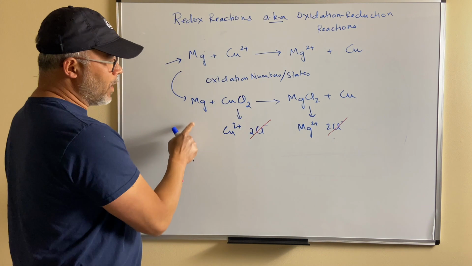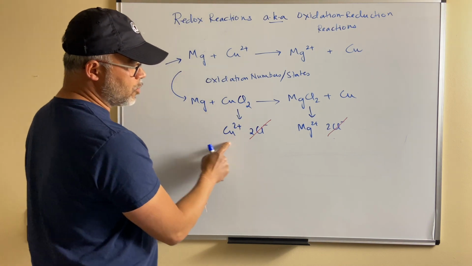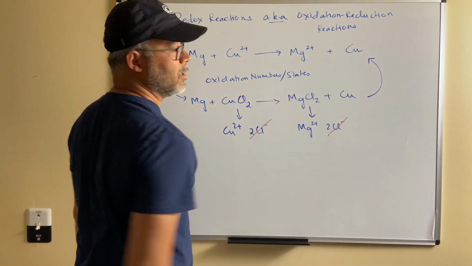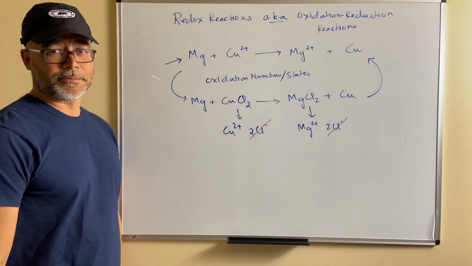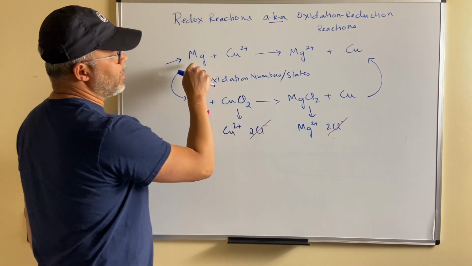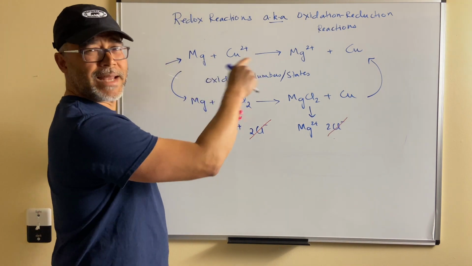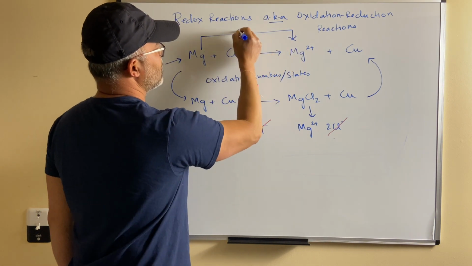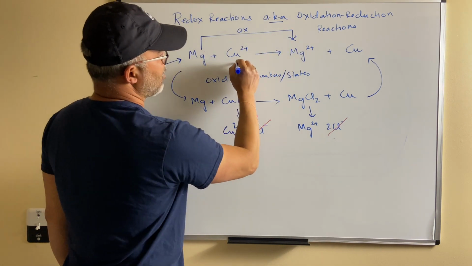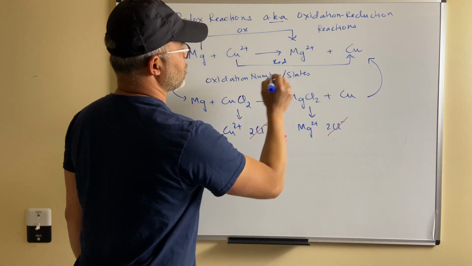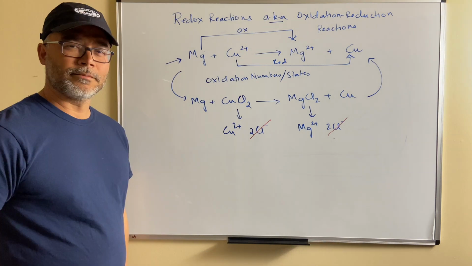Okay, so when we look at Mg, Cu2 plus, Mg2 plus, and Cu, notice carefully that was the first reaction we were discussing. So in this example, it's very easy to map what just happened out here. Magnesium got oxidized, right? I'm going to write ox out there. And copper 2 plus got reduced. So I'm going to write reduced out there, okay?